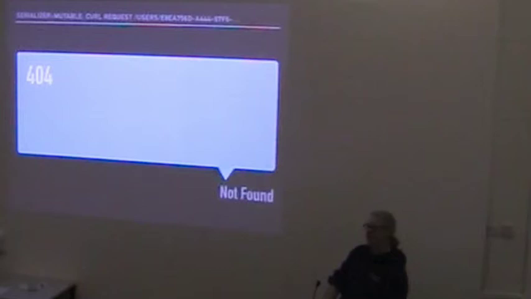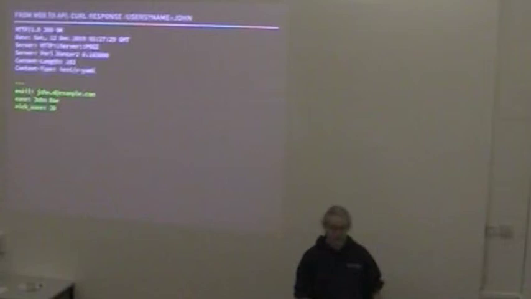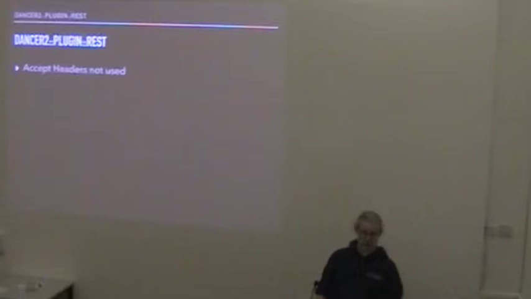So what we should have done, yes, you should have added the .json edit, and this is what you get back then. You get a nice application JSON structure, and yes, it's totally fine again. We can do a little YAML, and we get the YAML back. And yes, so the plugin REST, what is so funny? The accept headers, which are part of the HTTP specifications, are not being used. That's silly.